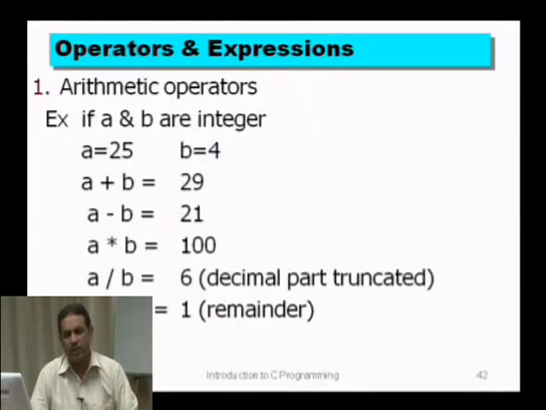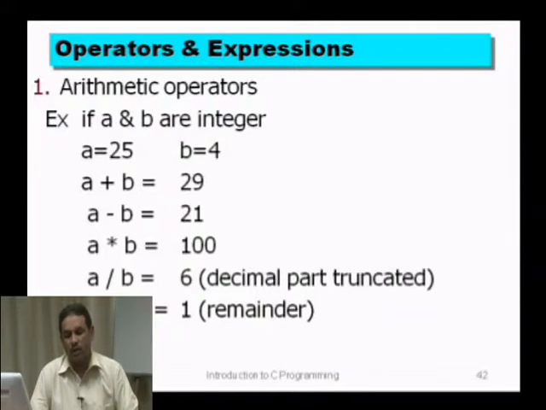Next, arithmetic operators. Suppose we have two integers a and b. We can add them to get the sum of the two numbers: a is equal to 25 and b is equal to 4, which we have assigned. The sum is 29, the difference is 21, the multiplication is 100, and the division gives 6, as we have declared it to be of type integer, so there is no fractional part here.